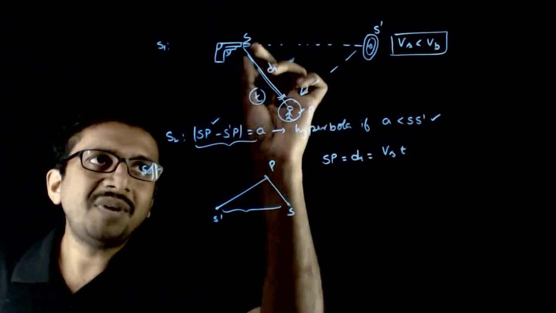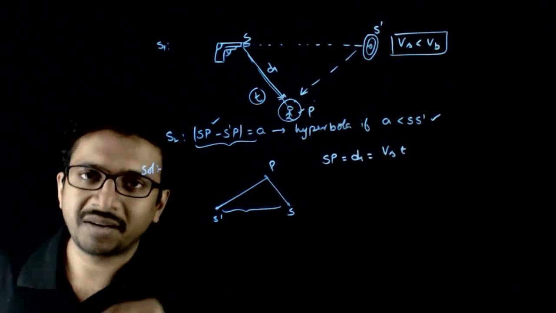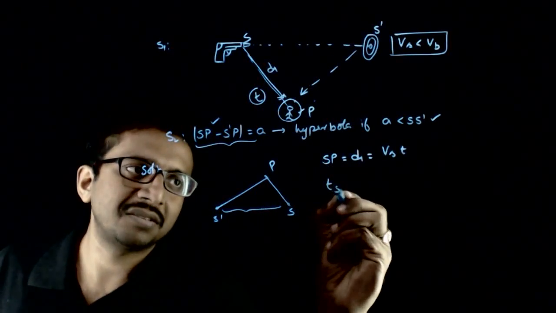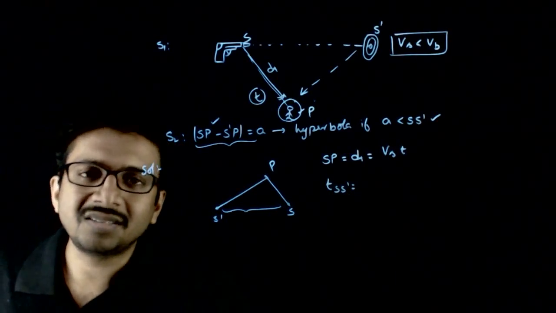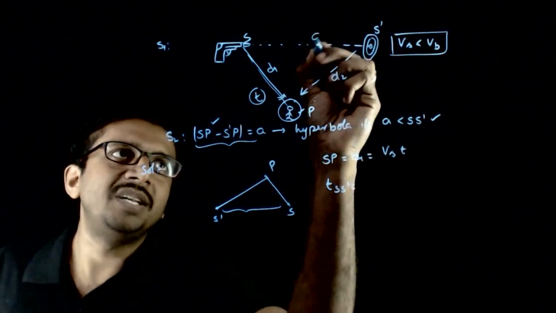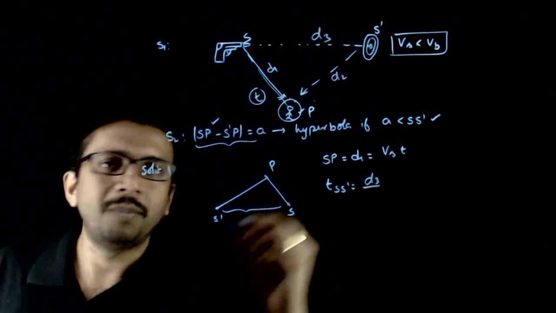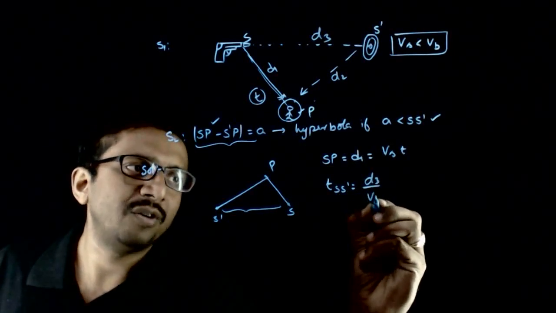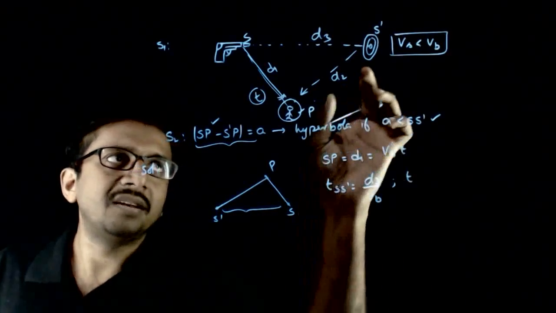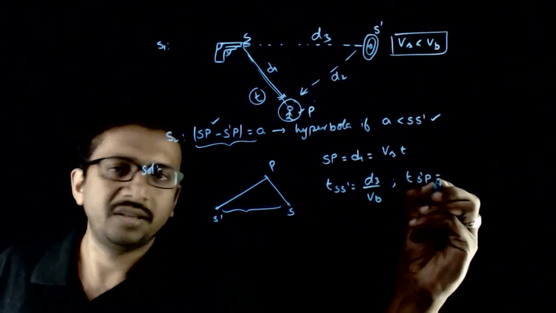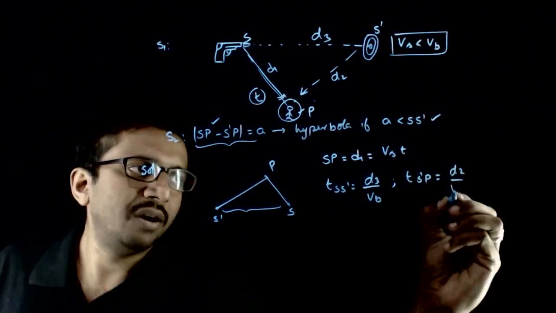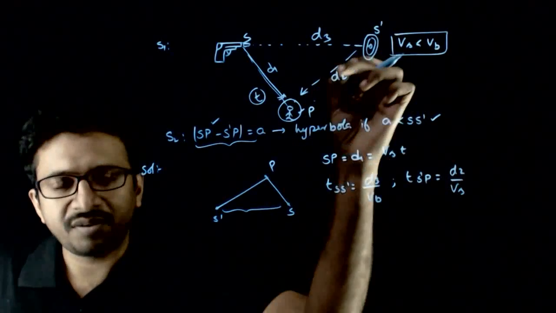Now it took the same time for the bullet to go from the gun to the target, and then the sound to come back to the observer. So what is the time taken for the bullet to go from S to S dash? Time taken is distance by speed. Let this distance be D3 and this one D2. The time for the bullet is D3 by velocity of bullet, and the time taken for sound to travel from S dash to P is D2 by velocity of sound.